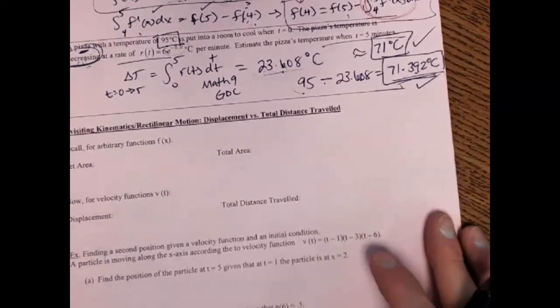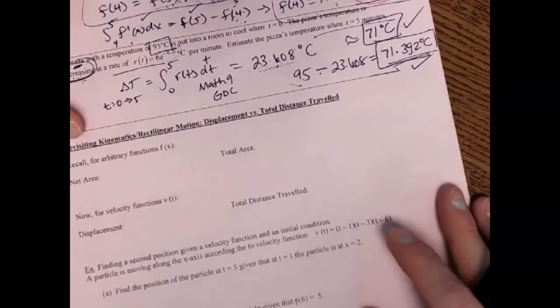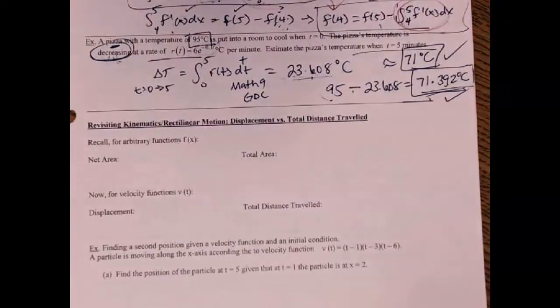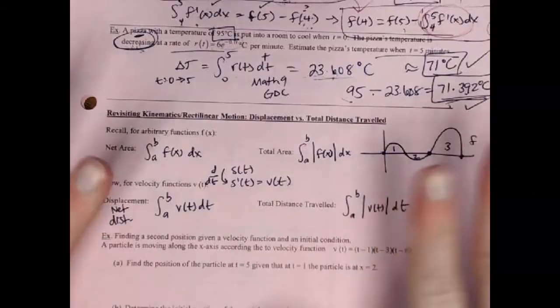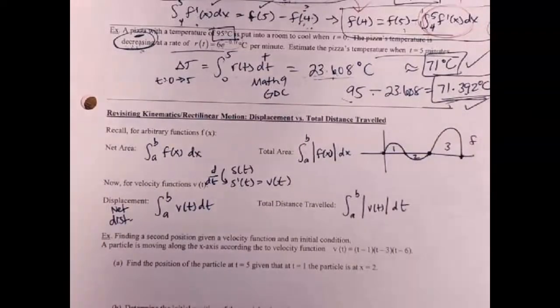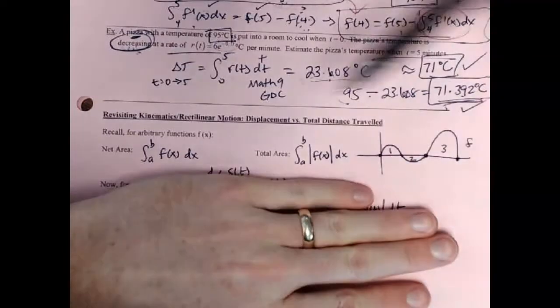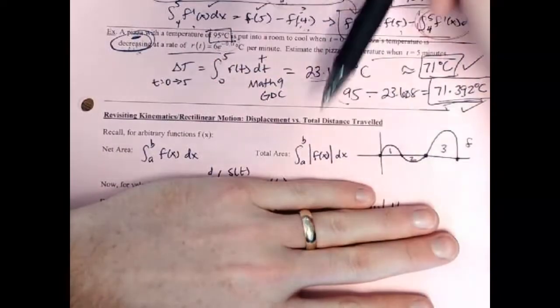Okay, let me actually pause this really quick, and I'm going to draw a diagram, and then I'm going to unpause it, and it's going to magically be there. Okay, poof, like magic. There it is, right? The wonders of pausing. Here, we're going to talk about something that we did a while ago, which is net area versus total area.